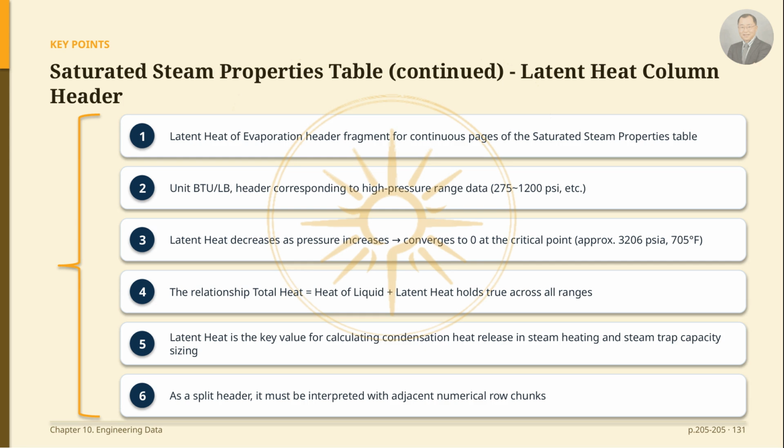The relationship where total heat is the sum of liquid heat and latent heat holds true across all pressure ranges. When designing steam heating or determining steam trap capacity, the heat released as steam condenses, the latent heat, is the critical value. Since this segment is a split header, please interpret it together with the adjacent numerical rows.